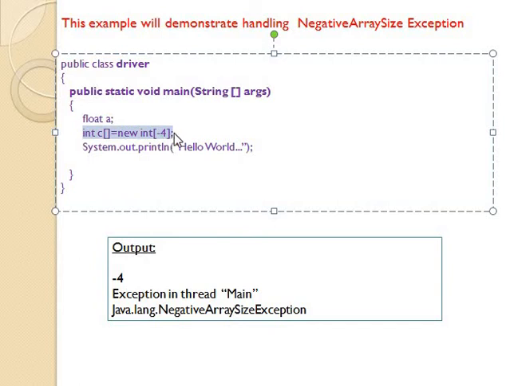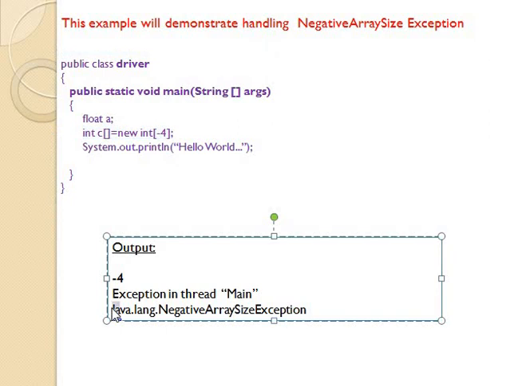And once the exception has occurred at this point, it generates an error message to be displayed in the form of an output to the user. The error message shows the negative size -4 defined for the integer array c as the root cause of the exception. And since this exception occurred inside the main method, it prints the text "Exception in thread main" along with the exception, which is the NegativeArraySizeException belonging to the package java.lang.